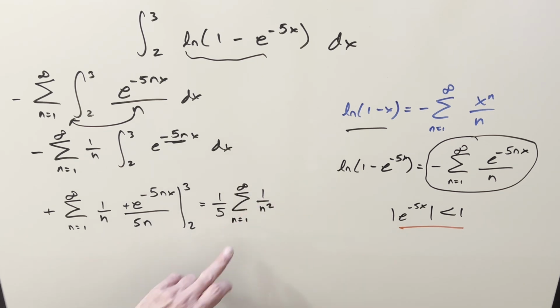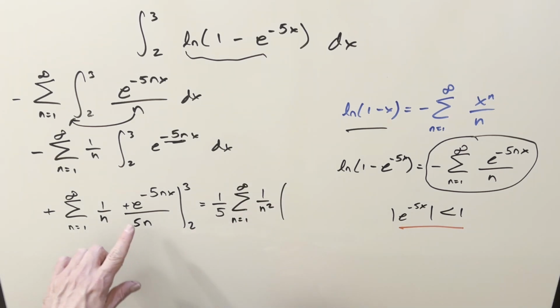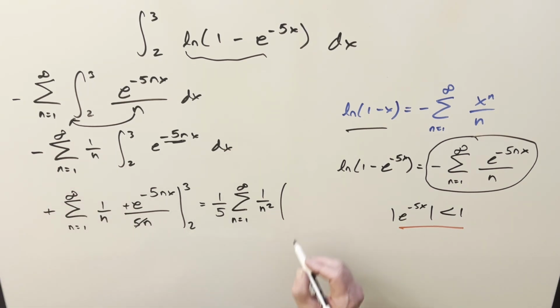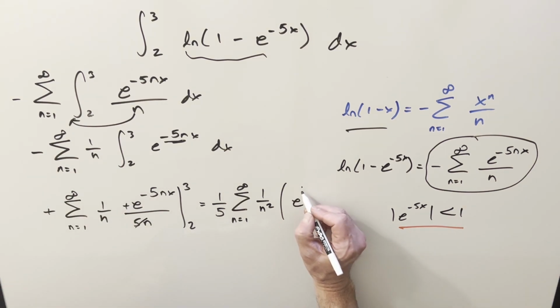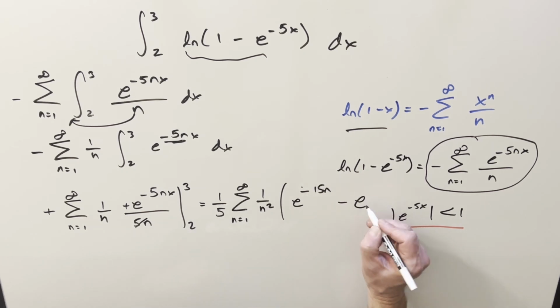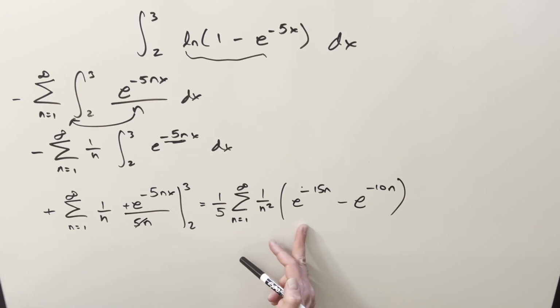I want to put down pi squared over 6, but let's not get too excited yet because we still need to evaluate this part. So if I plug in 3, this part's gone, remember? So we plug in 3 here. This is going to become e to the minus 15n. And then for the second part, plug in 2, this is going to be e to the minus 10n. And then with this thing, all I want to do is break it up into two sums and write it a little bit differently.